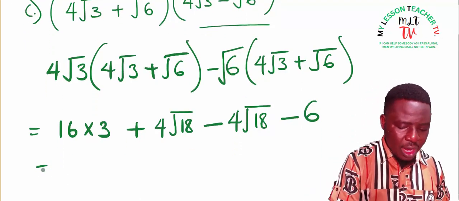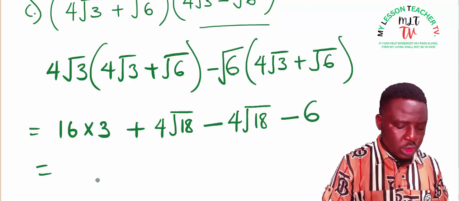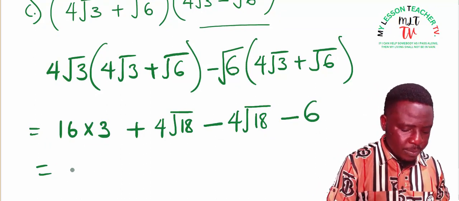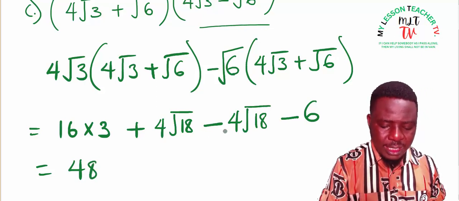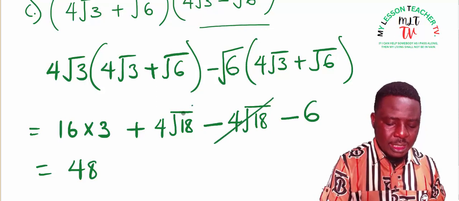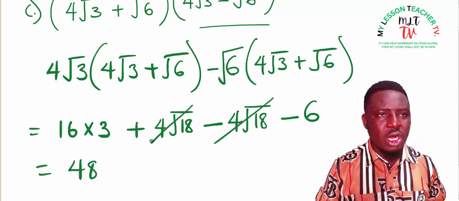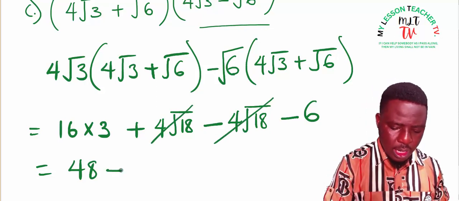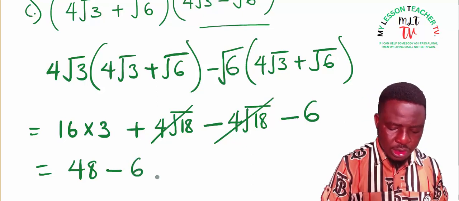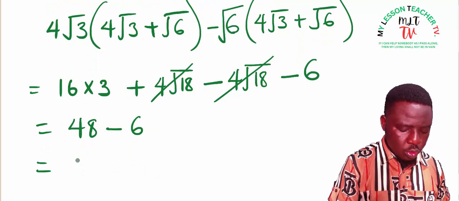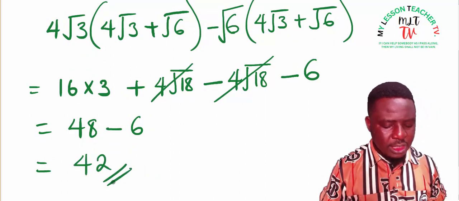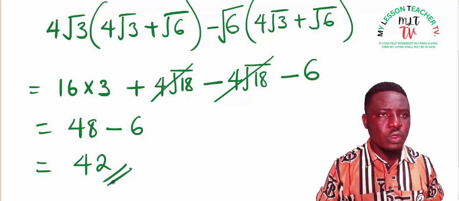We then simplify and collect like terms. 16 times 3 is 48, while plus 4 root 18 minus 4 root 18 is said to be 0. It will neutralize itself, and we are left with minus 6. So this is equal to 42. For 48 minus 6 is said to be 42.